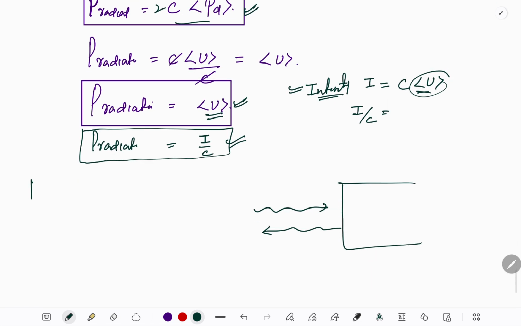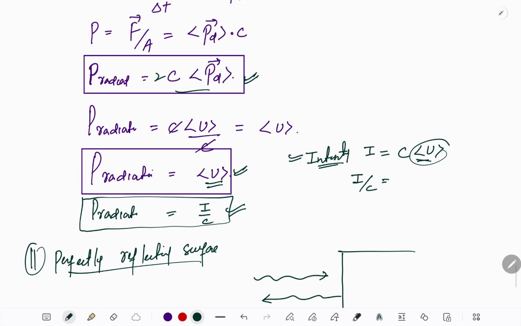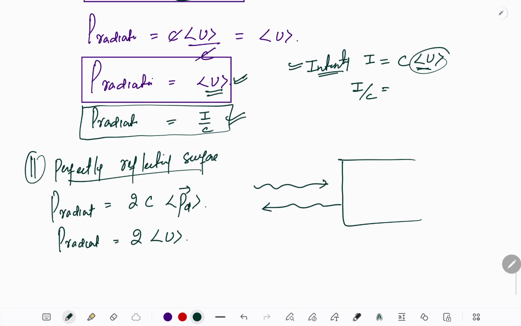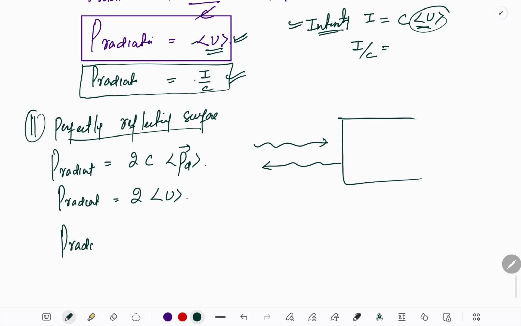So P radiation for the second case, the perfectly reflecting surface, two will be there. So radiation pressure equals 2C times average of the momentum density. So P radiation again gives us 2 times average of the energy density, so here it will be 2 times U, and it will be 2 I by C. So P radiation equals 2 times I by C.